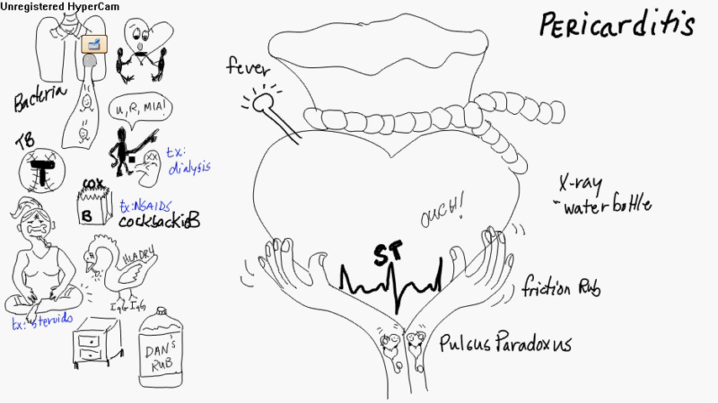Uremia, or chronic renal failure, can cause pericarditis. The treatment is dialysis, which helps it out a little bit. Ischemic heart disease can also cause it.